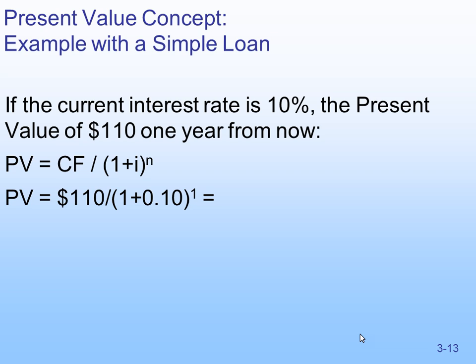Well, I'll just show you this example. You just plug these in, okay? So you'll get $110 1 year from now, and you want to divide it by 1 plus the interest rate, but here we express it as a number, so 10% is 0.1. And then you raise it up to 1 year, and what's the answer?